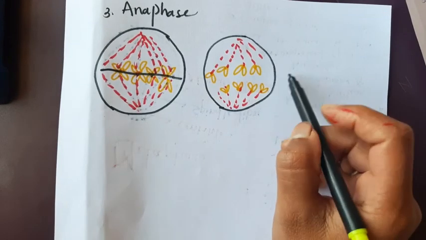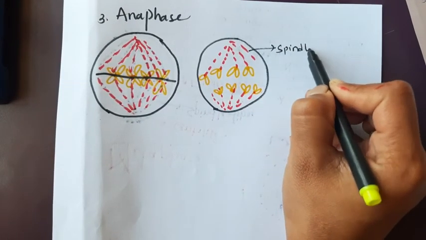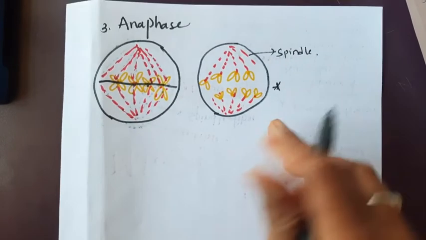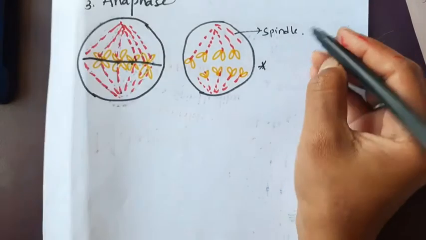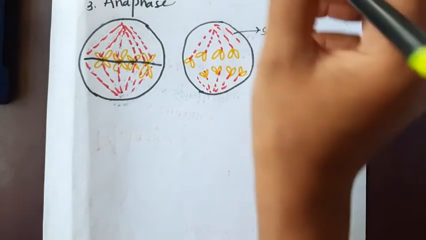This is due to the action of spindle fibers. Okay, I will write the key points here. The chromosomes begin to migrate towards the opposite poles.